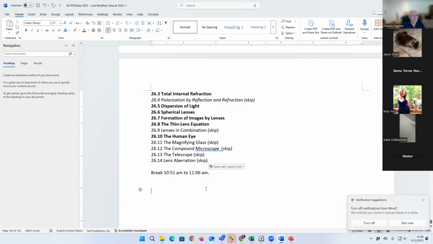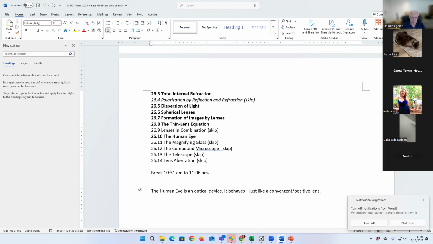The human eye is an optical device, okay? It is an optical device. It behaves just like a positive lens, a convergent slash positive lens.